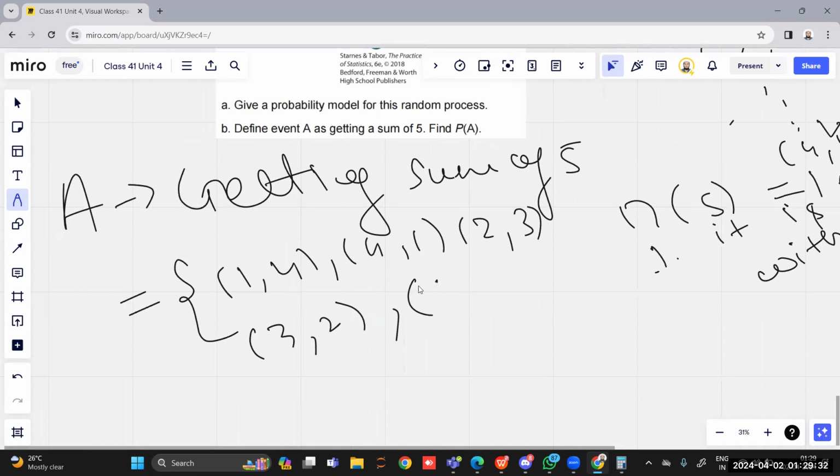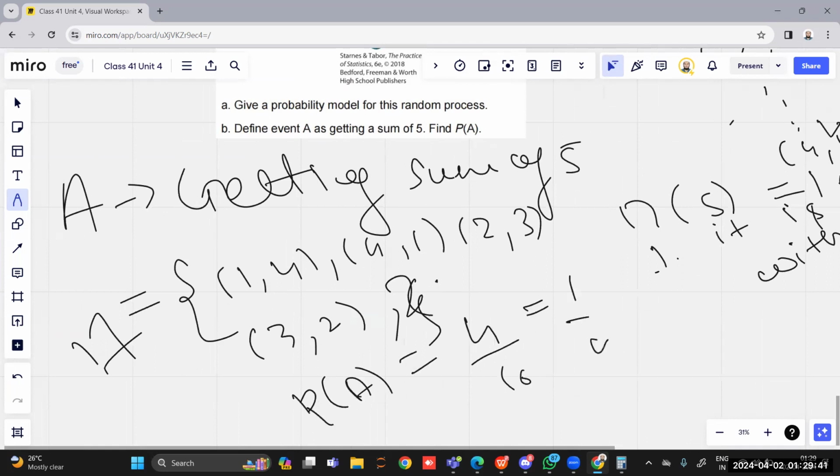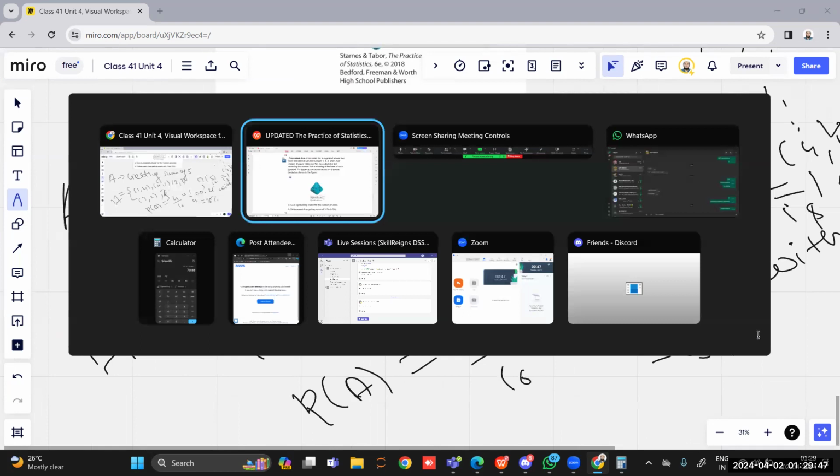So what will be the probability of A? Probability of A will be 4 upon 16, so it's 1 by 4, which will be 0.25. Yes or no?